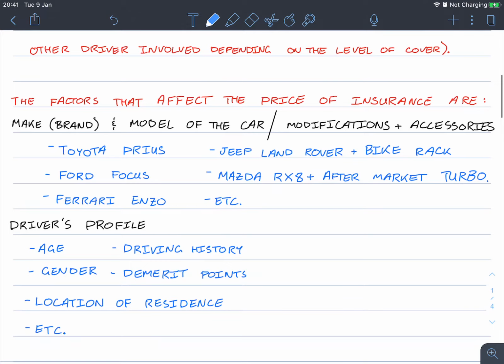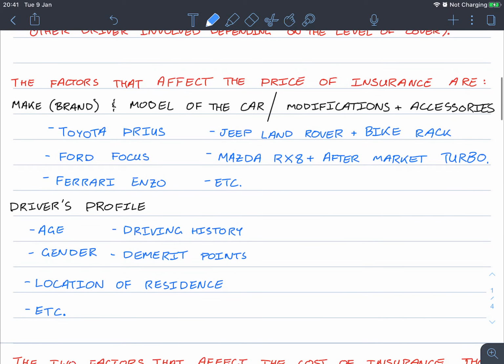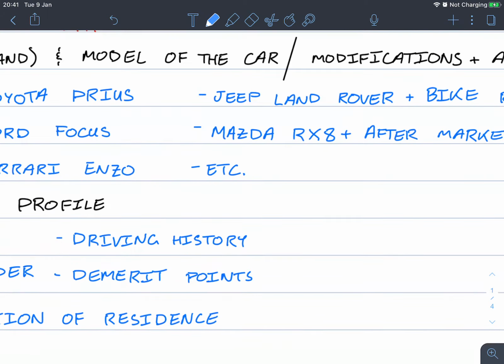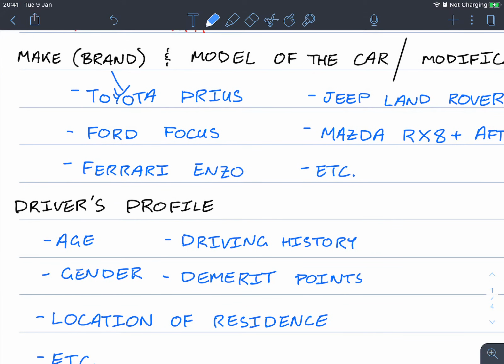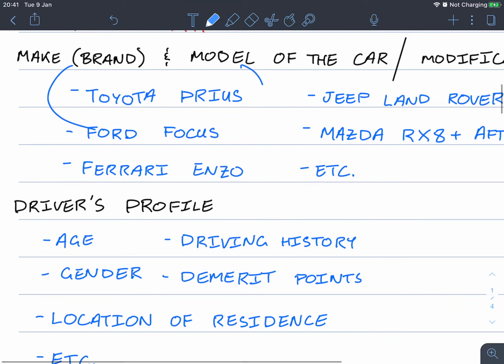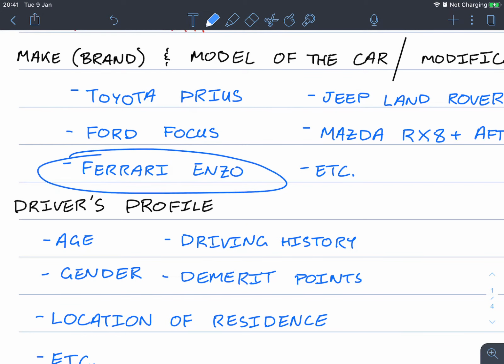The factors that affect the price of insurance are, well, the first one is the make or the brand and model of the car, plus any modifications or accessories. So for example, Toyota is the brand or the make, and the model of that Toyota is a Prius. Another example is Ford Focus and Ferrari Enzo. You can imagine that insuring a Prius is much cheaper than insuring a Ferrari.